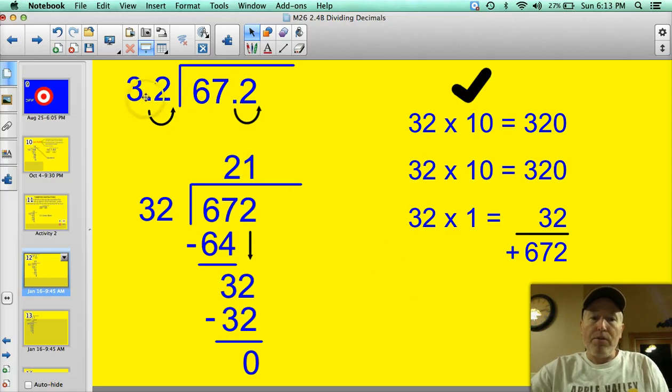So the answer to 67.2 divided by 3.2 is 21. That is your quotient. Your quotient, once you get it, will be correct. You don't need to do anything.